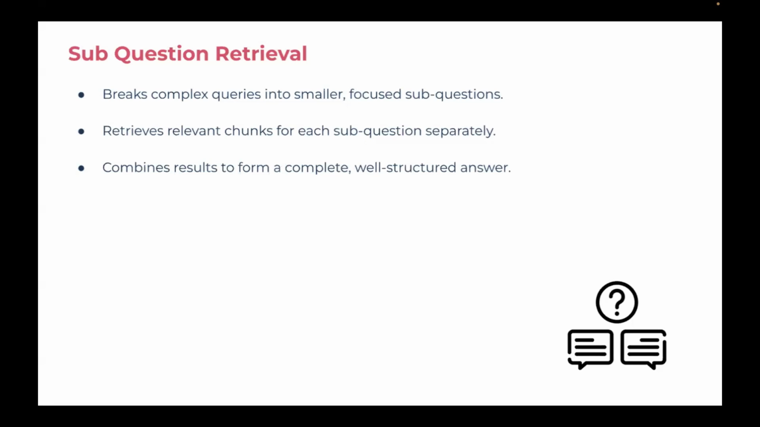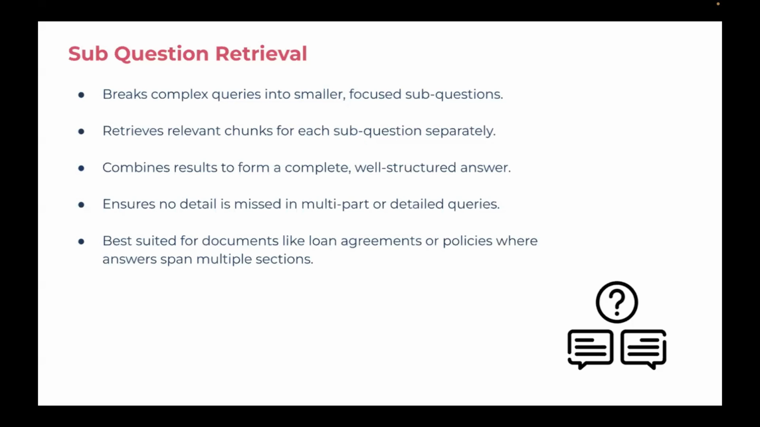So that is the difference in approach that we have. And again, it ensures no detail is missed. And this is more useful when you know exactly the details that you're looking to extract from your document. While RAG fusion could be more useful when you want to extract multiple data points, but it's more ambiguous in nature, sub-question retrieval can be used when you can specifically name what is the exact data point that you're looking to extract, what is the exact keyword or the term. And again, this is suitable for documents like loan agreements, policies, where answers span multiple sections.